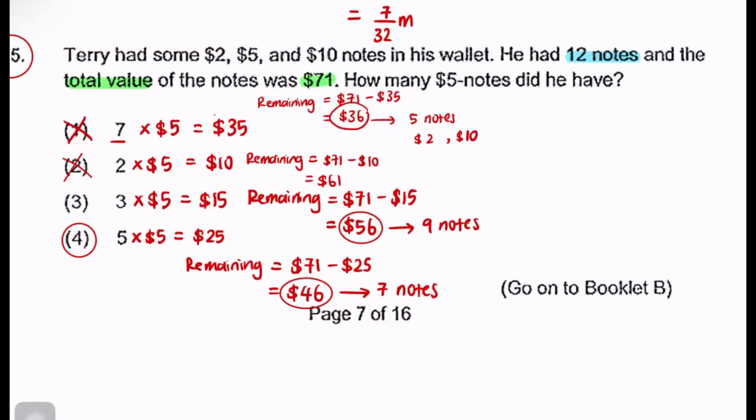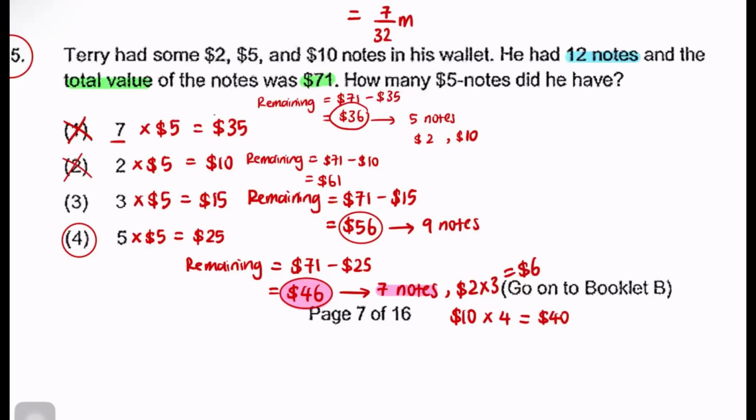Because there's $46 left, the remaining $46 is made up of 7 notes of either $2 or $10, correct? The combination is 4 $10 notes and 3 $2 notes. Why? Because 4 times 10 is $40, and 3 times 2 is $6. Add up to $46. So only the last option is possible.